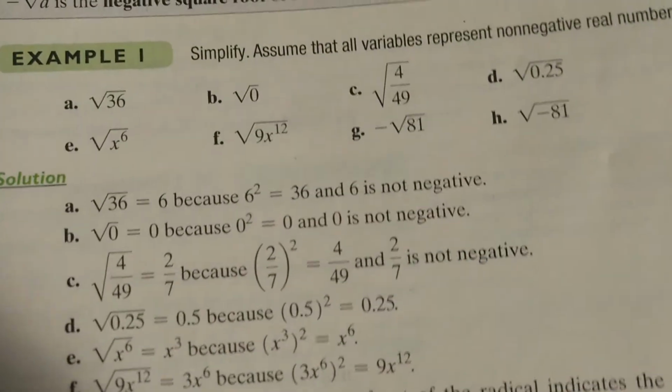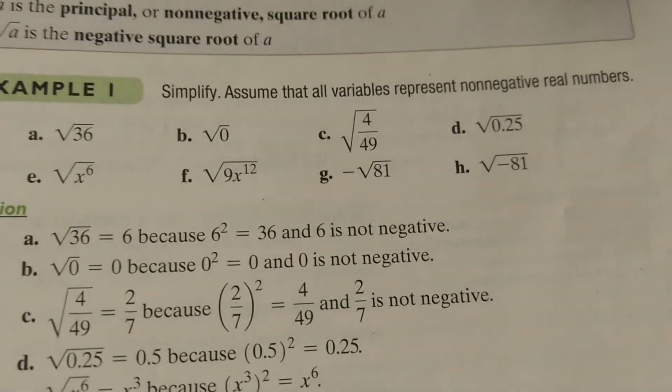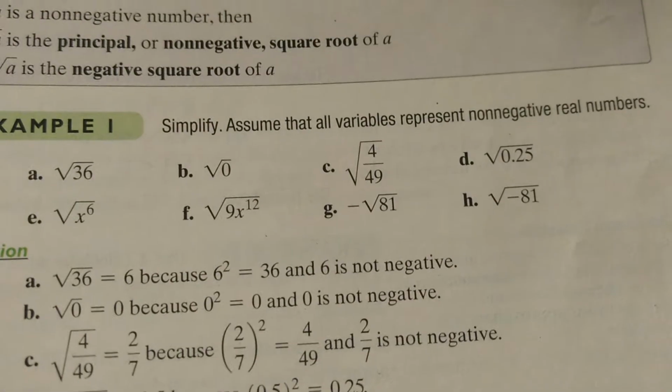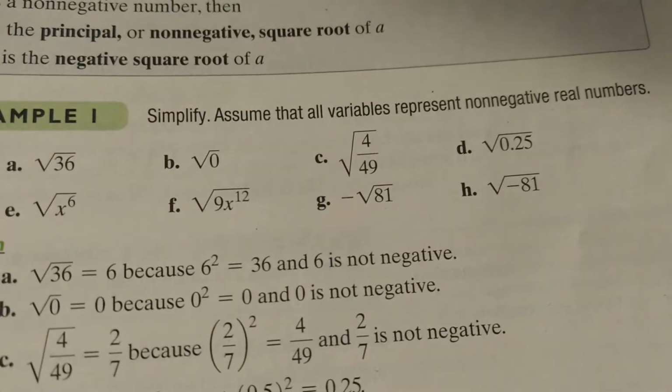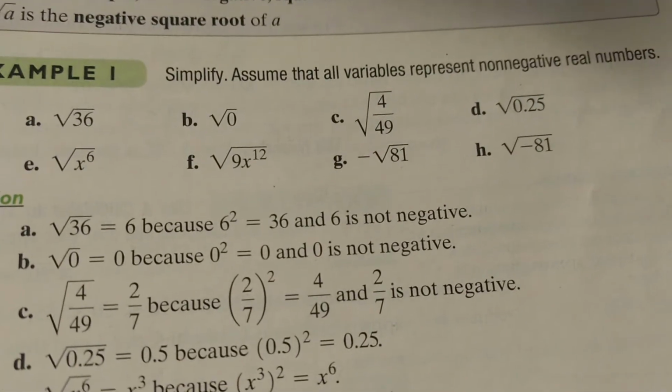Looking at letter D here in example 1, the square root of 25 is 5. We have 2 decimal places, so we split that in half. So the square root of 0.25 would be 0.5.